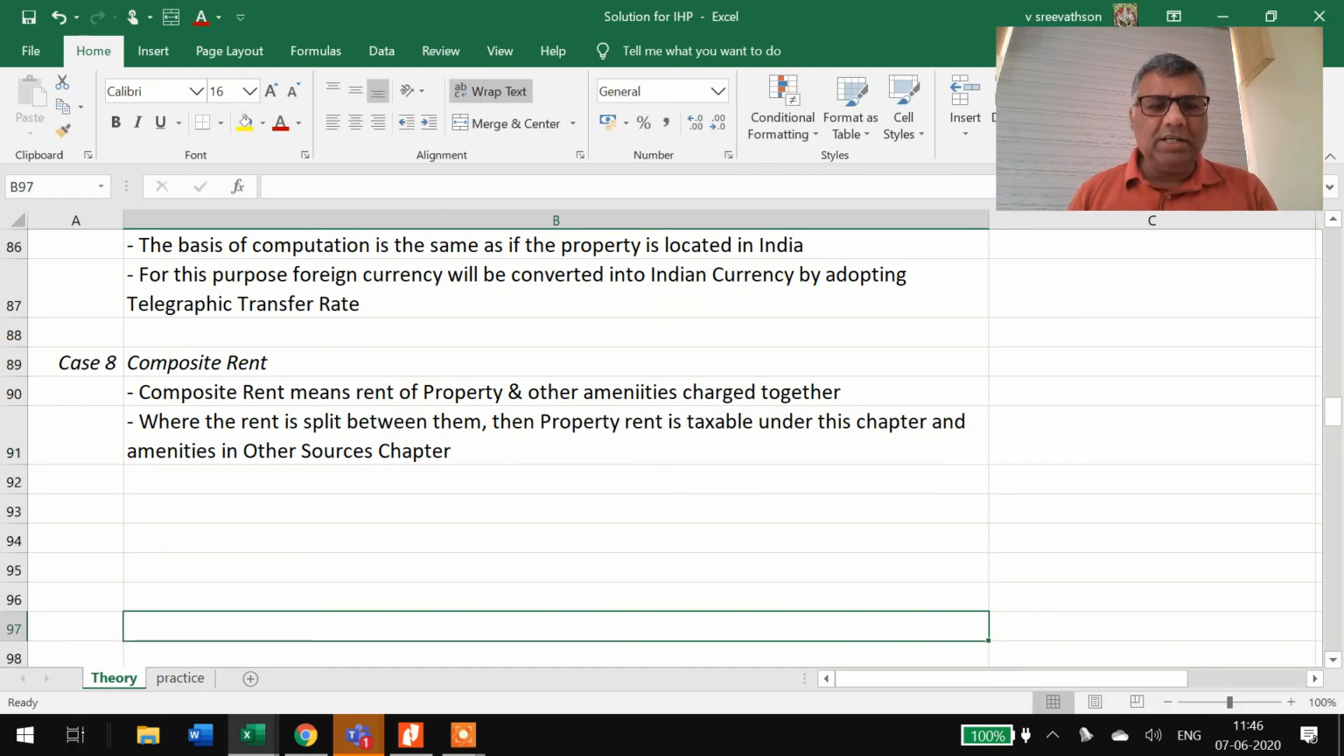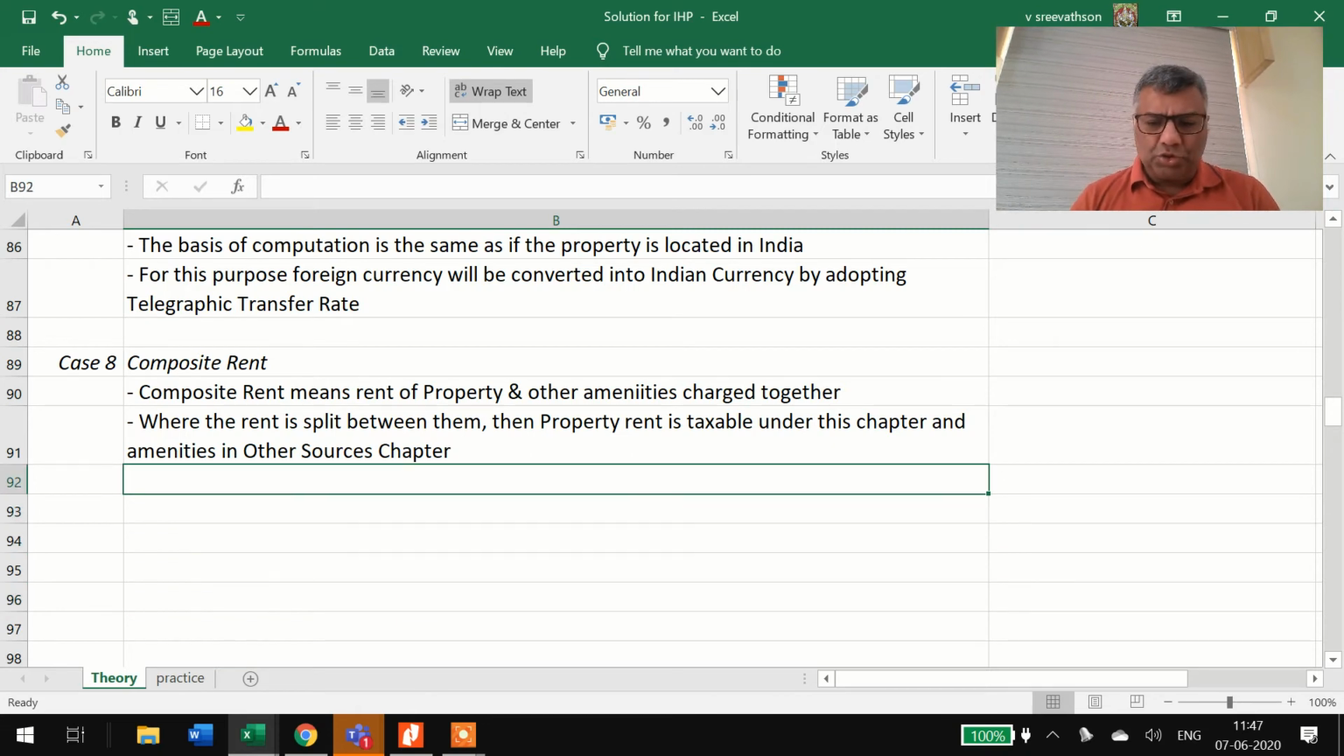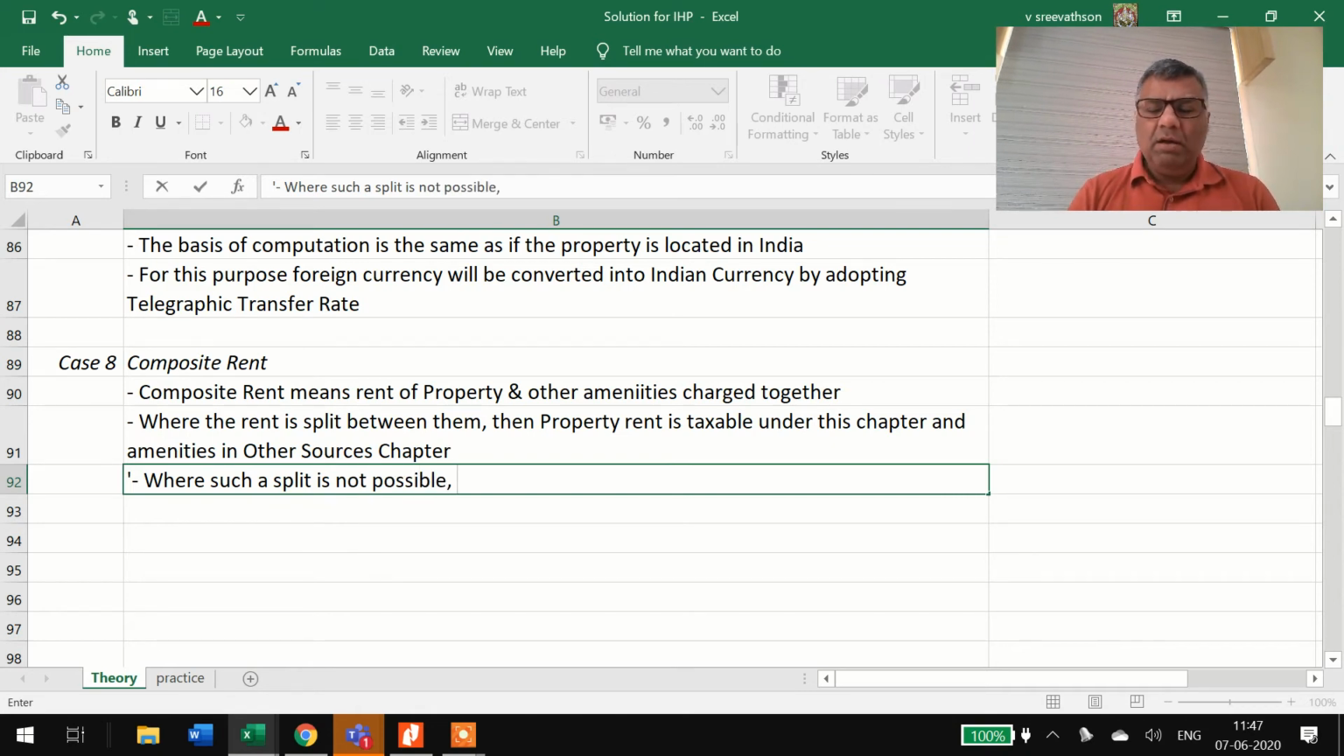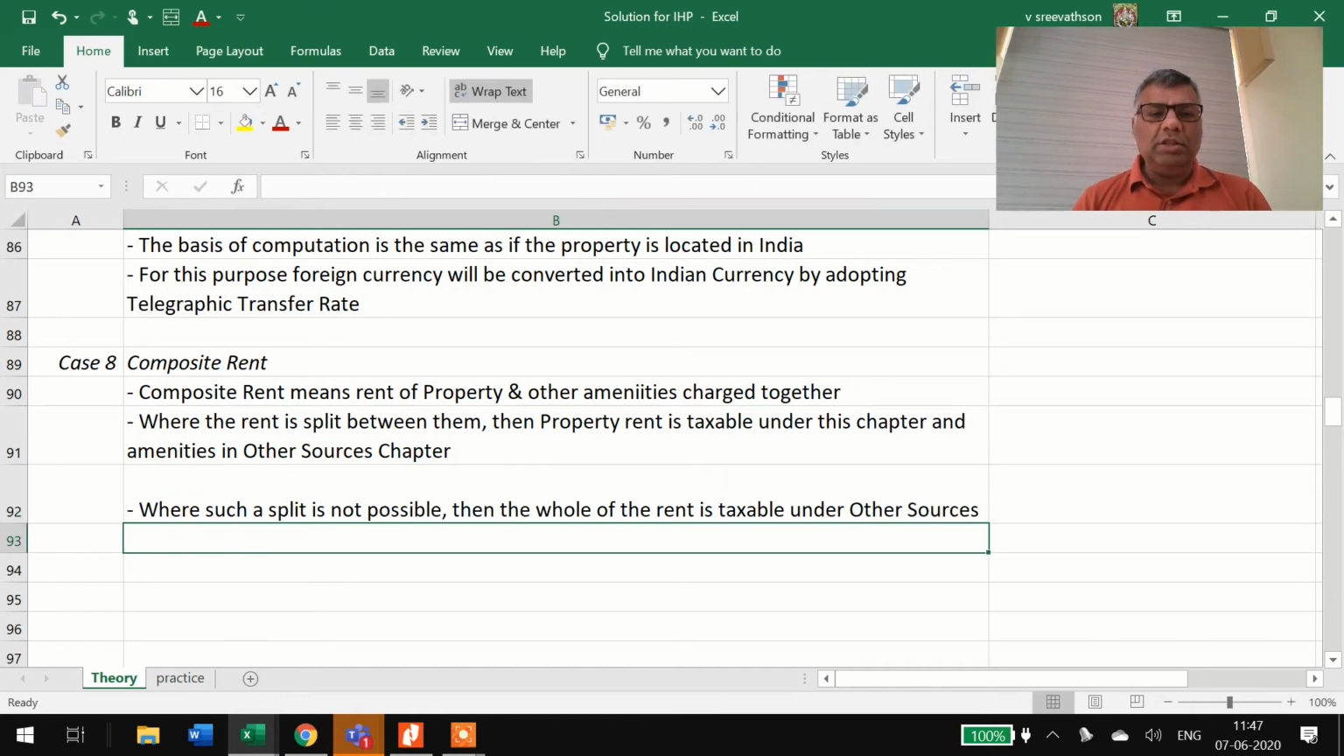Where the rent is split, property rent is taxable under IHP, this chapter, and amenities rent under other sources. Where such a split is not possible, then the whole of the rent is taxable under other sources.